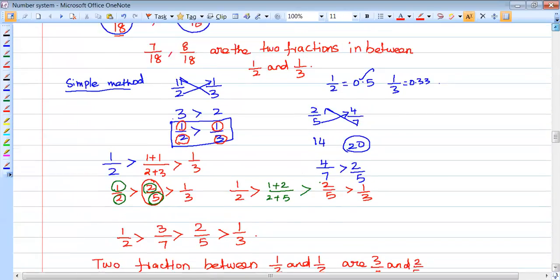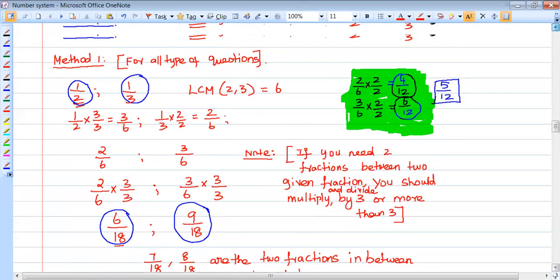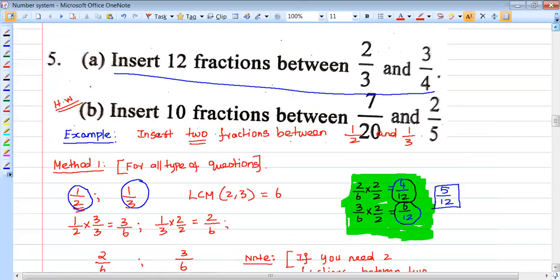So we completed question number 5 last week: how to insert 12 fractions between 2 by 3 and 3 by 4. I had given that B subdivision as your homework. So let's discuss the sixth question today. Okay.